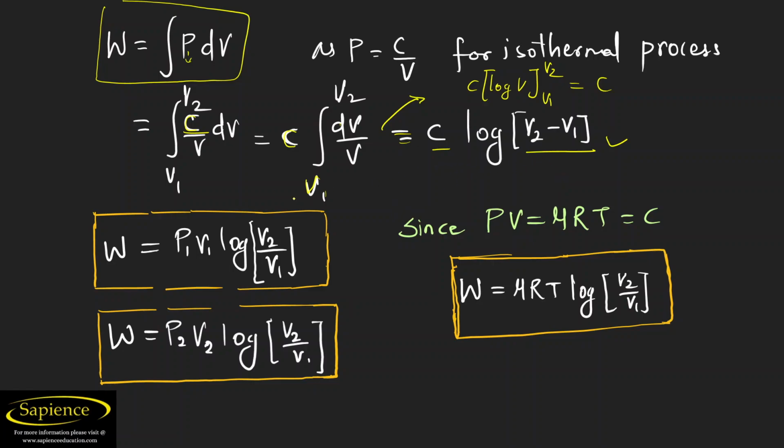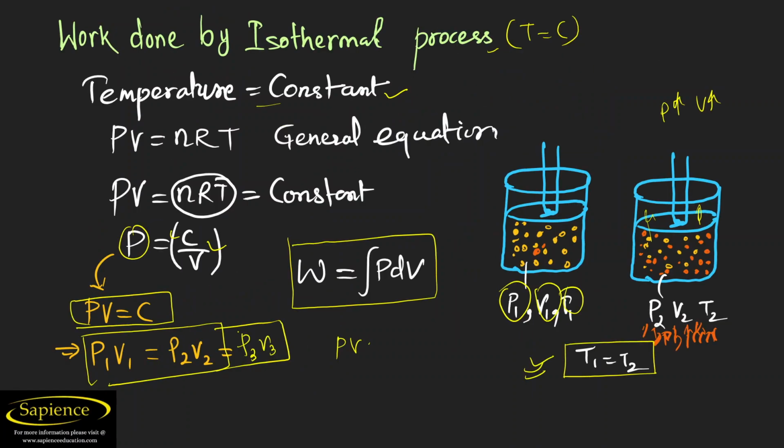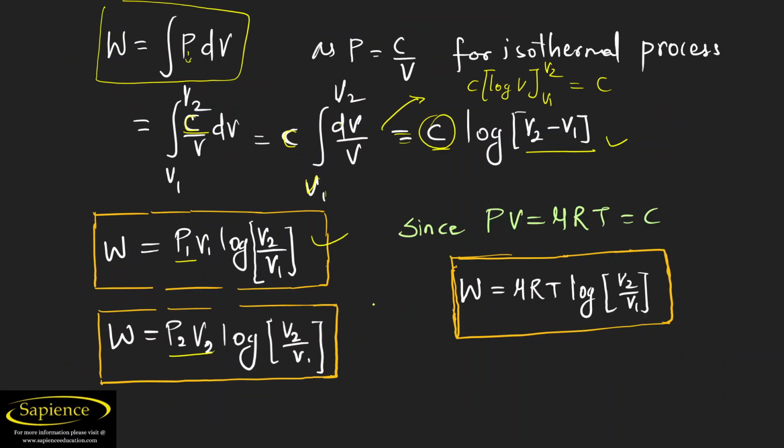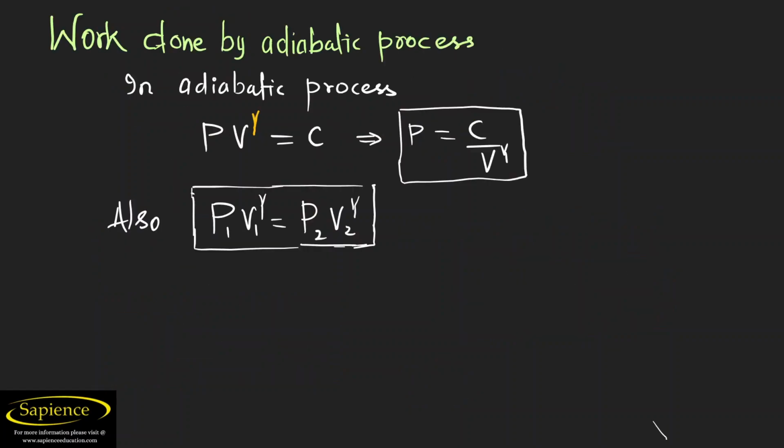Okay, so we can convert it into work done is equal to P1 V1 log V2 by V1, because log A minus log B is equal to log of A by B, that is log V2 by V1. Why I have written C as P1 V1, we can also write C as P2 V2. Why? Because we have just discussed this thing. Finally, we can also write PV is equal to mu RT. So work done is equal to mu RT into log V2 by V1. Okay, so I hope you have understood the work done by the isothermal process.